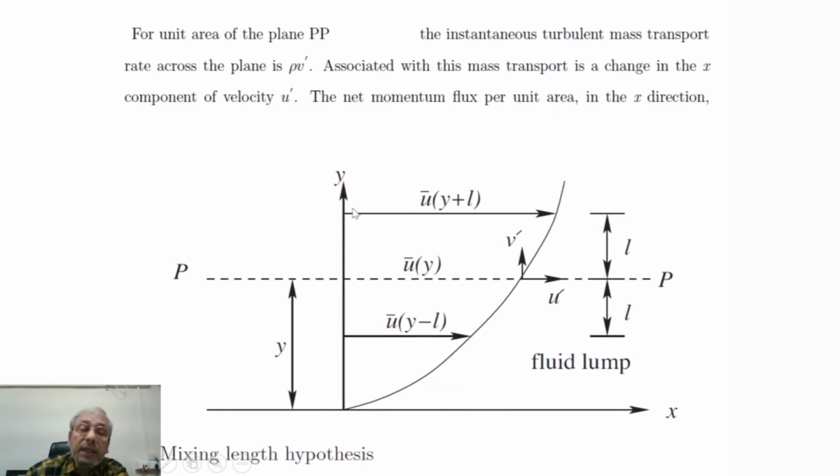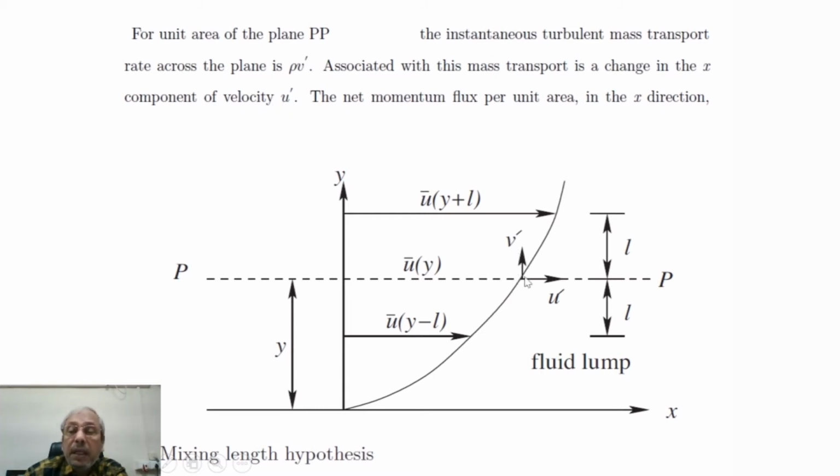For unit area, let us consider a plate and the formation of a boundary layer on the plate. This is turbulent flow over a flat plate. For unit area of the plane PP, the instantaneous turbulent mass transport rate across the line, because of fluctuation, if there is any mass transport across this PP line, has to be rho into v'. Associated with this mass transport is a change in the x component of velocity, u'.